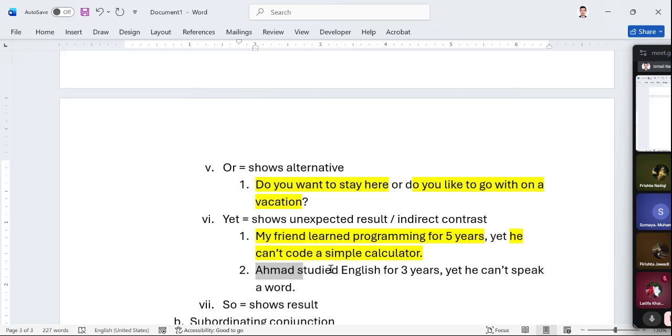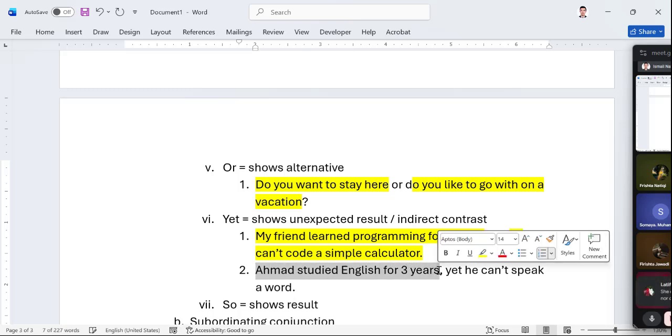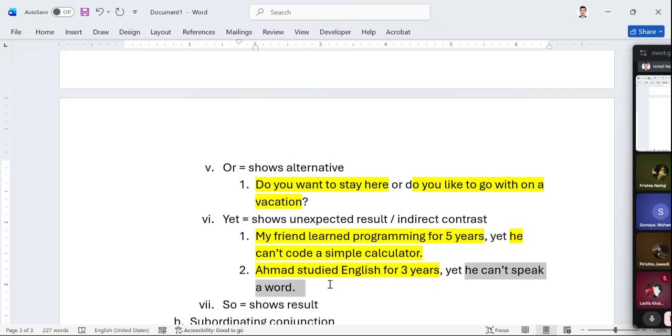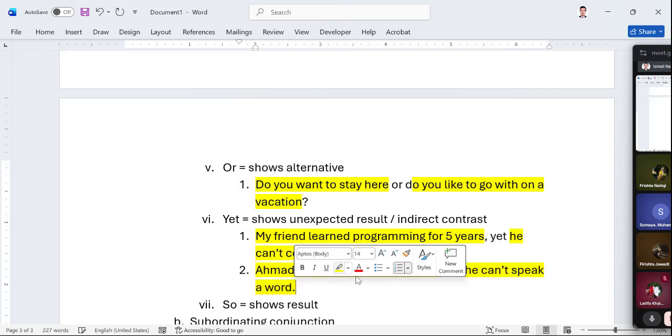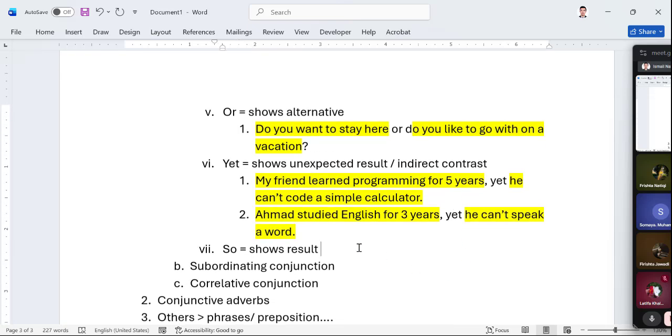Look, when someone studies English for 3 years, what do you expect from them? You expect them to be able to use words, structures, or simply speak very well. This is your expectation. But when we have he can't speak a word, it is not expected. It is called an unexpected result. So when we have an unexpected result for a simple action or an event, we can use the word yet. That's why we call it an unexpected result.